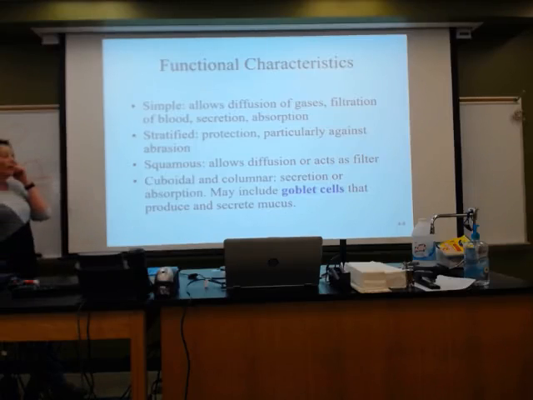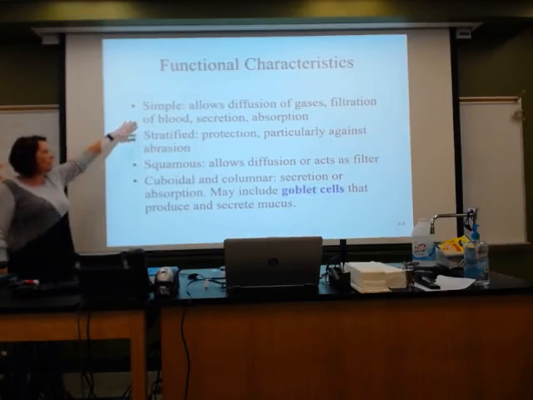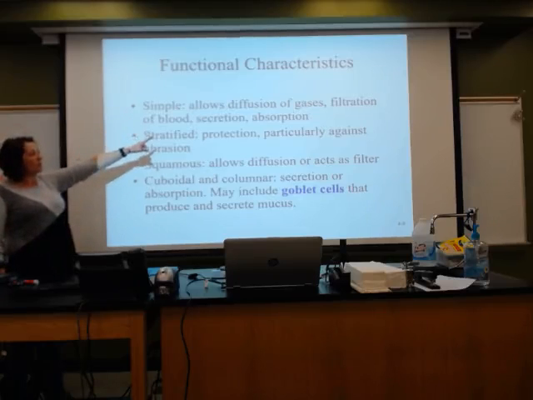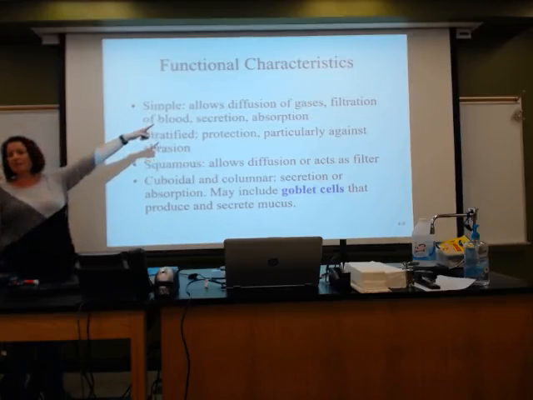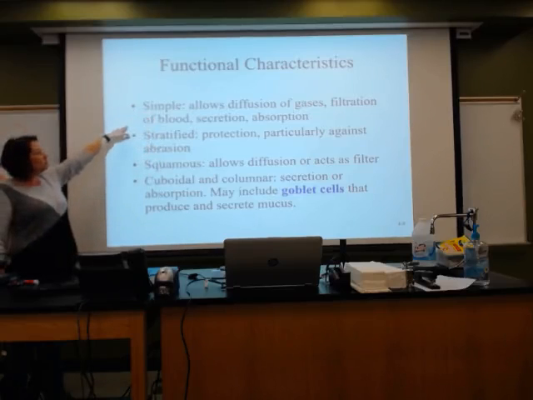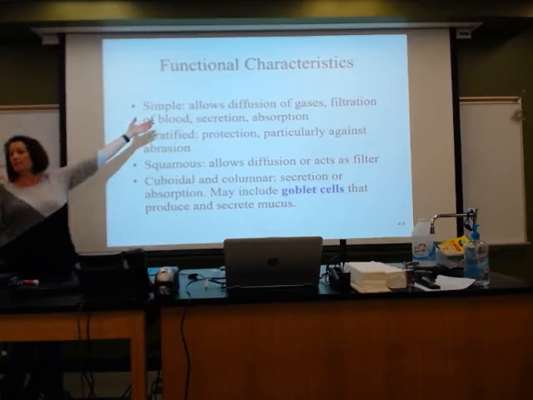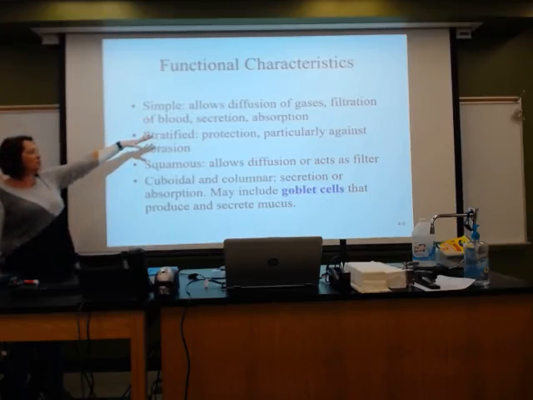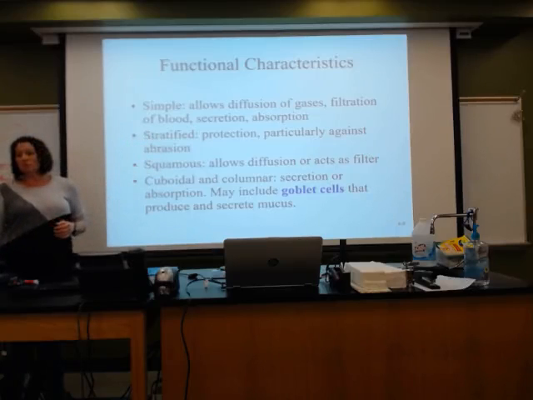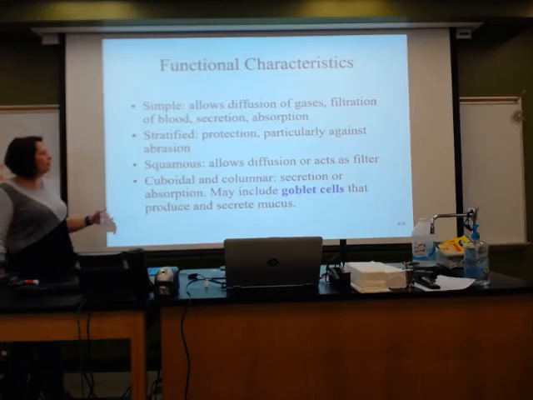So when we talk about the function of simple epithelial tissue, we need it because it's really good for diffusion of gases. Think about the respiratory system. Filtration of blood, think about the kidneys, okay? Secretion, think about, for example, oil glands, all right? And absorption, the intestines. So this would be a good example of having just the one layer.